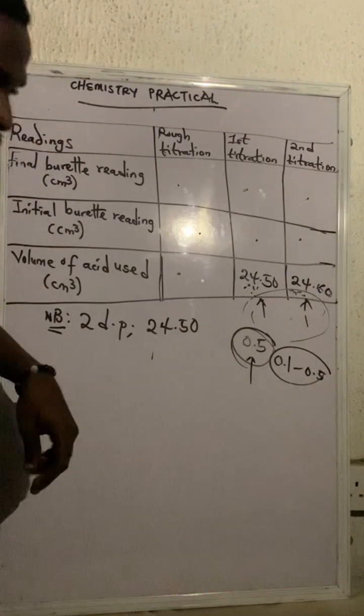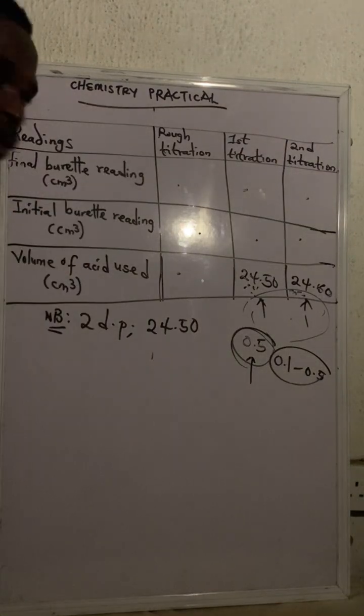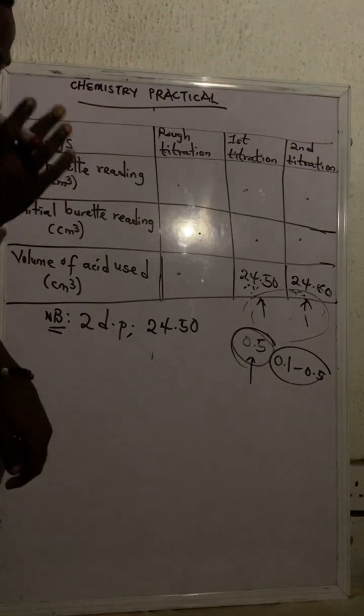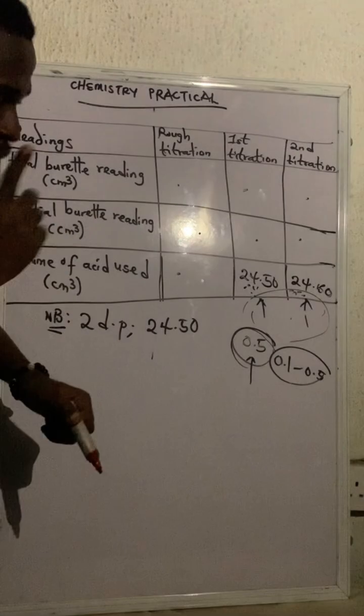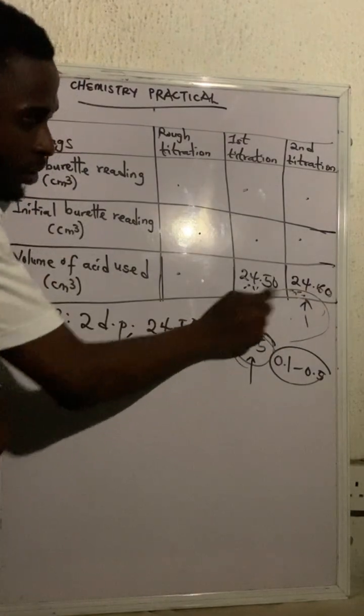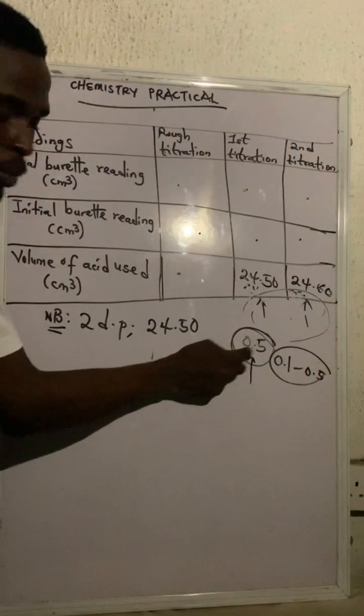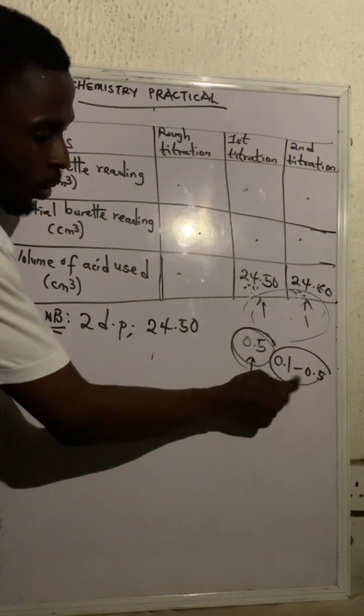No matter how you do the experiment, whether you do it or not, you always get the wrong answer, because you've already set a particular number that all of you must get, and the averages at which you can get this number. So you must make sure that the difference between any figure here must not be more than 0.5. It must be between 0.1 to 0.5.